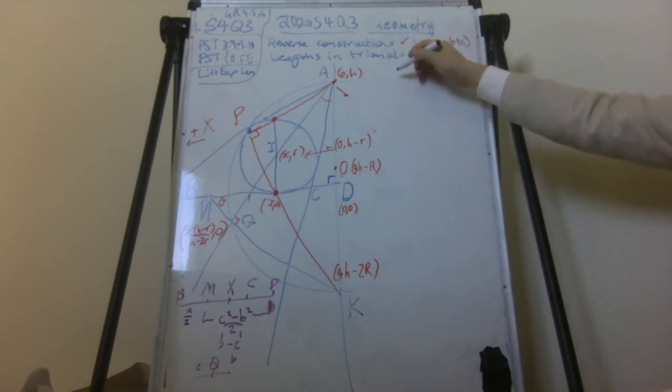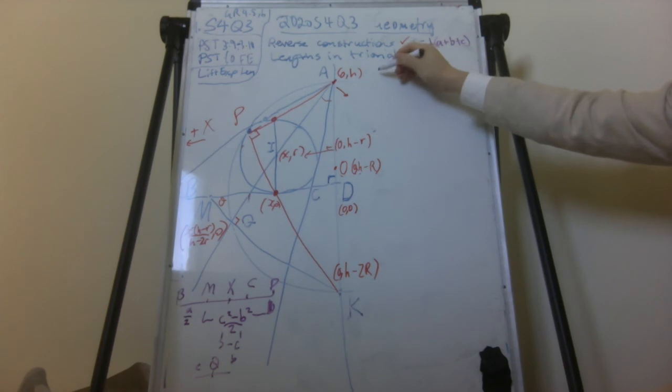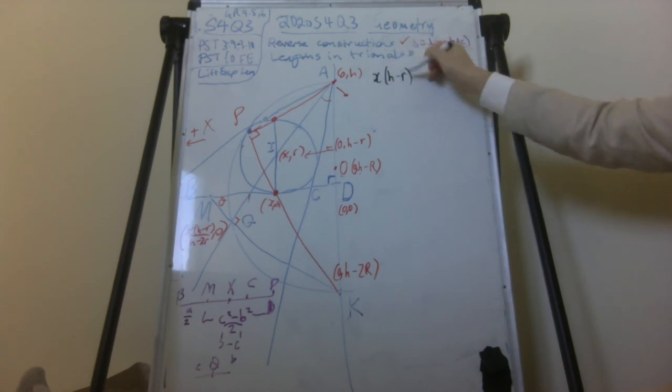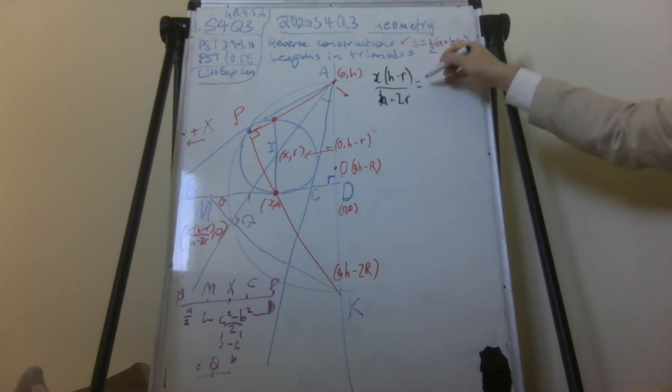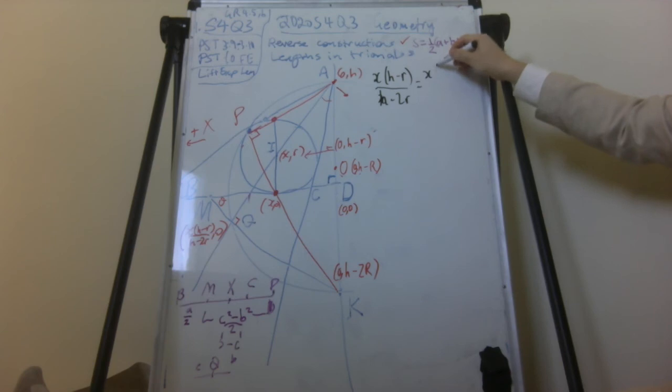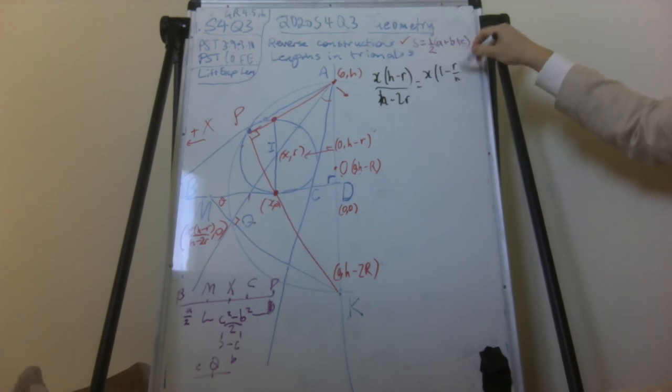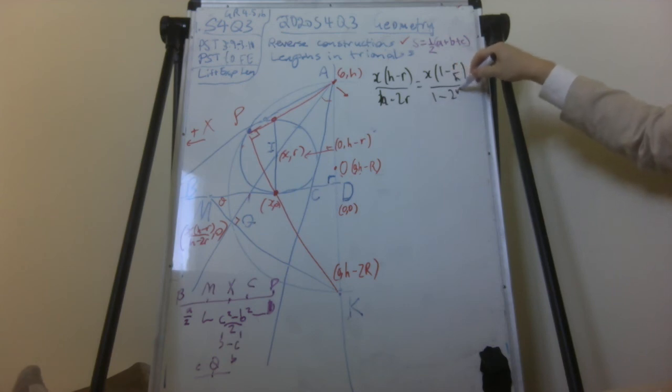Now we're ready, okay? x times (h minus r) on (h minus 2r), right? And maybe you could think of this as dividing by h as 1 minus r on h on 1 minus 2r on h, yeah?